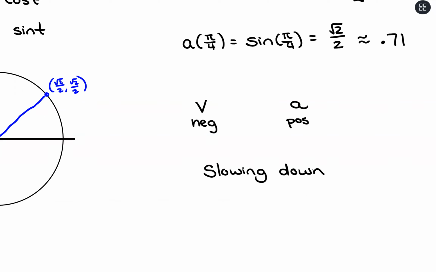So when velocity and acceleration have opposite signs, it's always slowing down. If they match up, either both negative or both positive, then it would be speeding up. So if they're the same, speeding up. If they're different, slowing down.